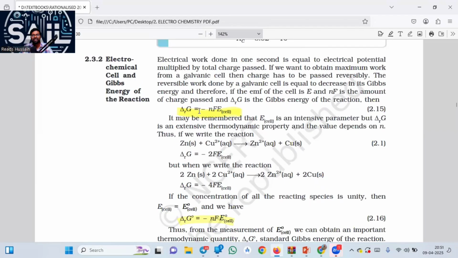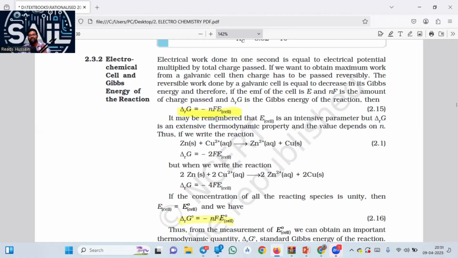Delta G is equal to minus nFE cell. Note down this. Otherwise, if you have a textbook with you, underline that. So delta G, delta means change, G for Gibbs free energy. Change in Gibbs free energy is equal to minus nFE cell.